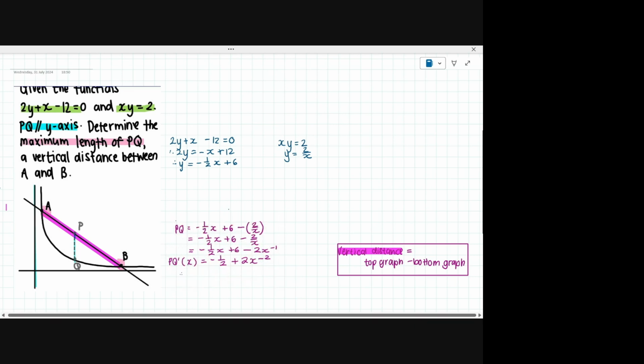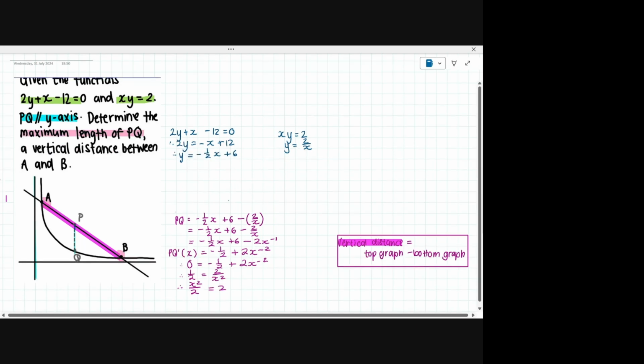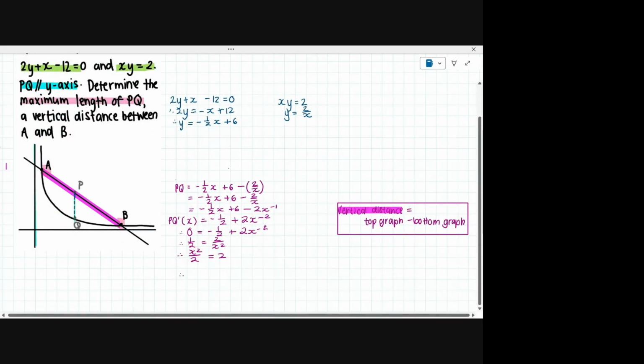So 0 is equal to negative a half plus 2x to the negative 2. And like I say, once you've made it equal to 0, get rid of that negative exponent. So a half is equal to 2 over x squared. We're going to times both sides by x squared. So x squared over 2 is equal to 2. Multiply both sides by 2. Obviously, if you can do this faster, that's absolutely fine. X squared is equal to 4. And once again, we're going to square root. So that means we get x is equal to plus or minus 2.